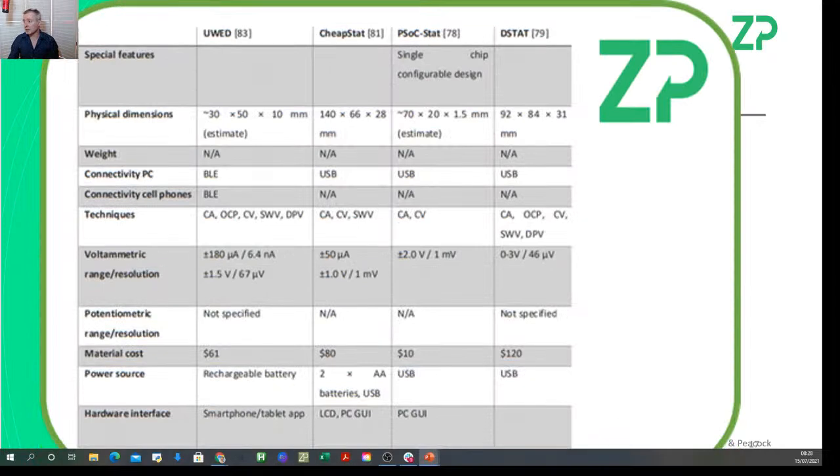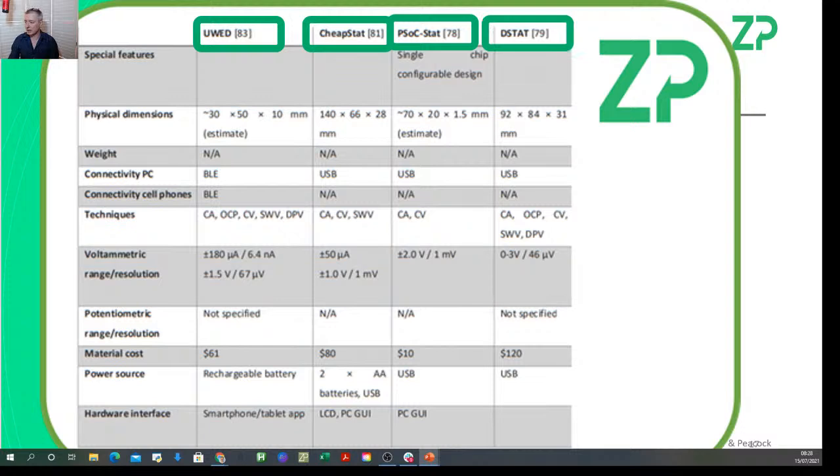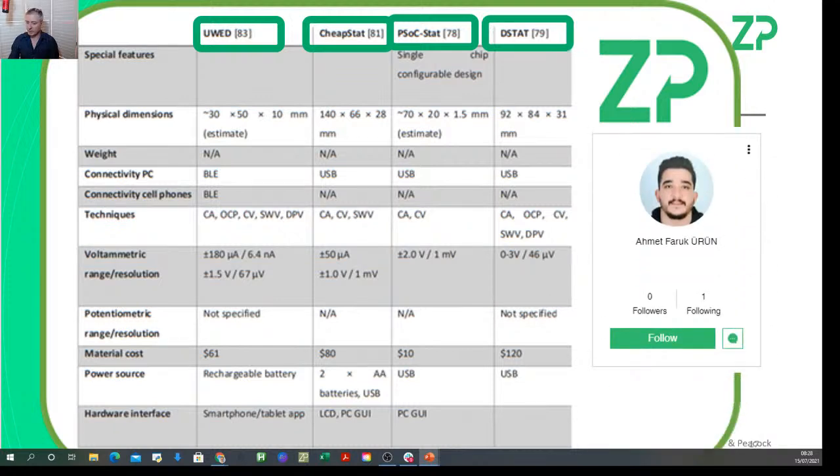But in the meantime, if you're interested in making your own electronics for CGM applications, then I think there's at least 4 open source potentiostats out there: UWED, the CheapStat, the PSoC, and the DStat. I will also put a link. You can't see the link at the moment, but I'll put the link under the video. It is something I'll put on the website.